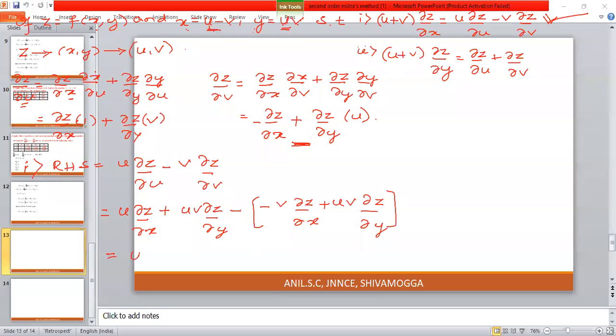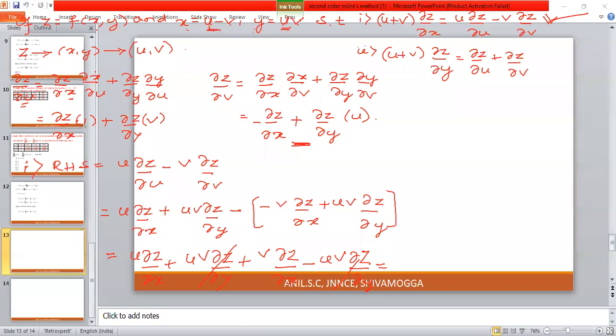Therefore, this is equal to u into del z by del x plus uv into del z by del y minus into minus plus v into del z by del x minus into plus minus uv into del z by del y. This is equal to cancel uv into del z by del y with this minus uv into del z by del y. And from the remaining two terms, what is common factor?